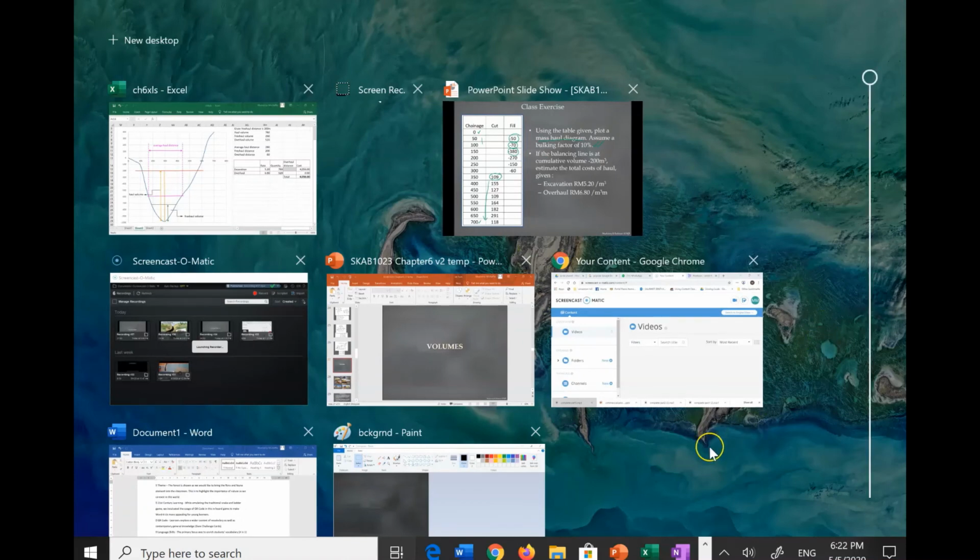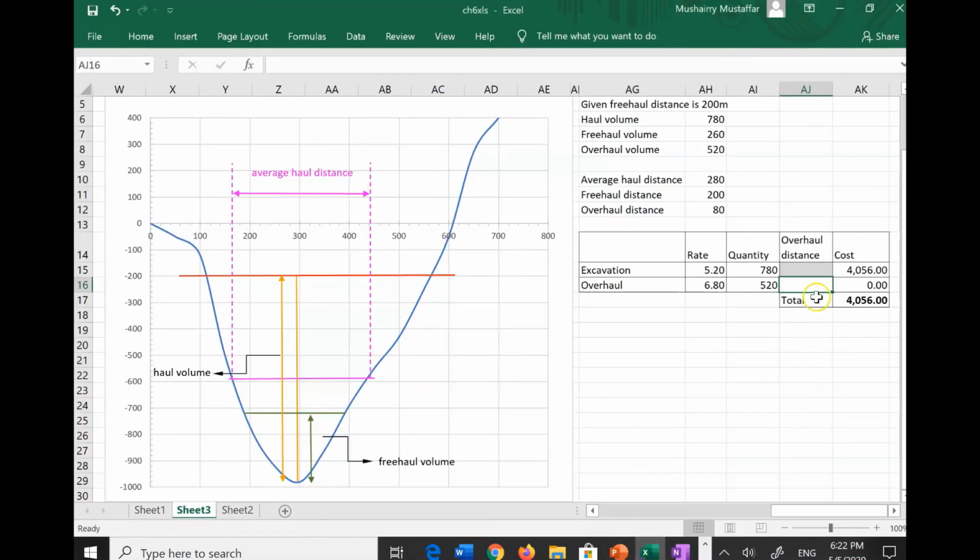Excuse me, my bad. I'm going to put 80 there. So that gives us 282,880. So the total cost is around 290,000 ringgit. So that will be the cost of transportation of soil, or the movement of soil, for a distance of about 600 meters.